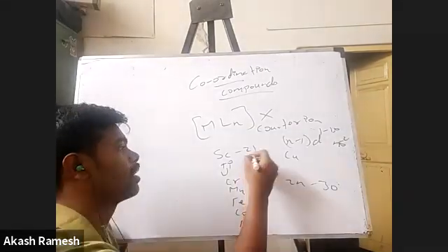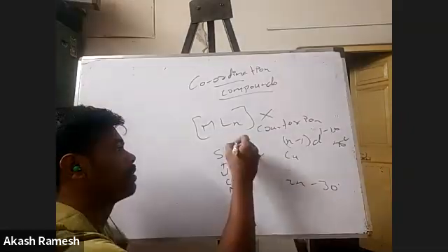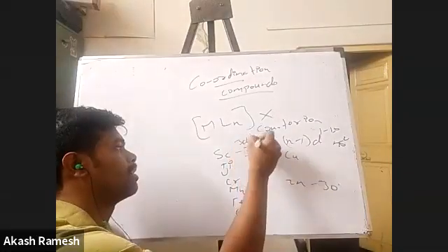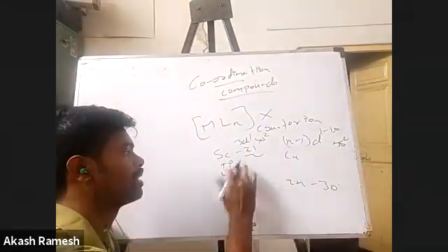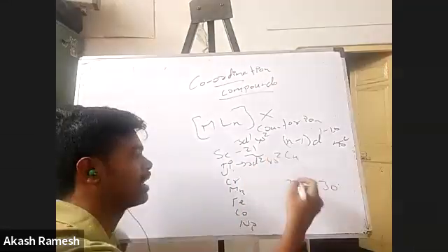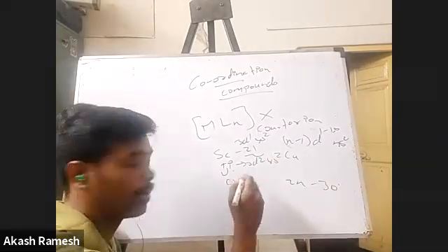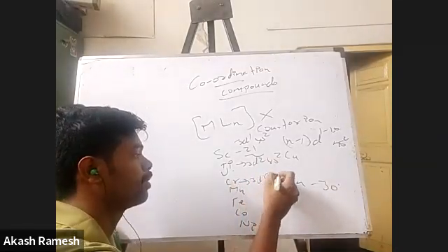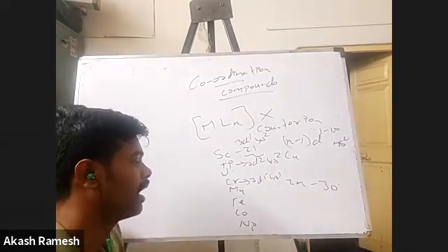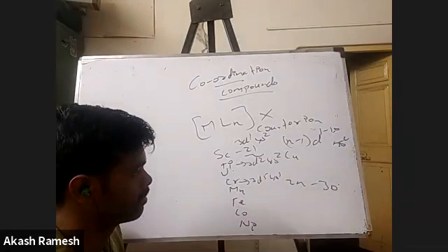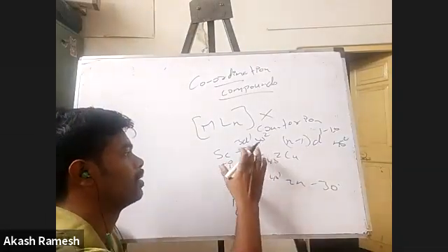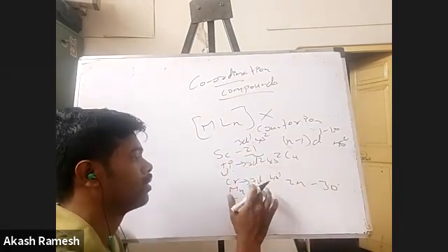Now you can easily tell what the configuration will be here. For scandium it is going to be 3d1 4s2. In the same way, titanium is going to be 3d2 4s2. Like that, like that, like that. Chromium alone will have a small exception.